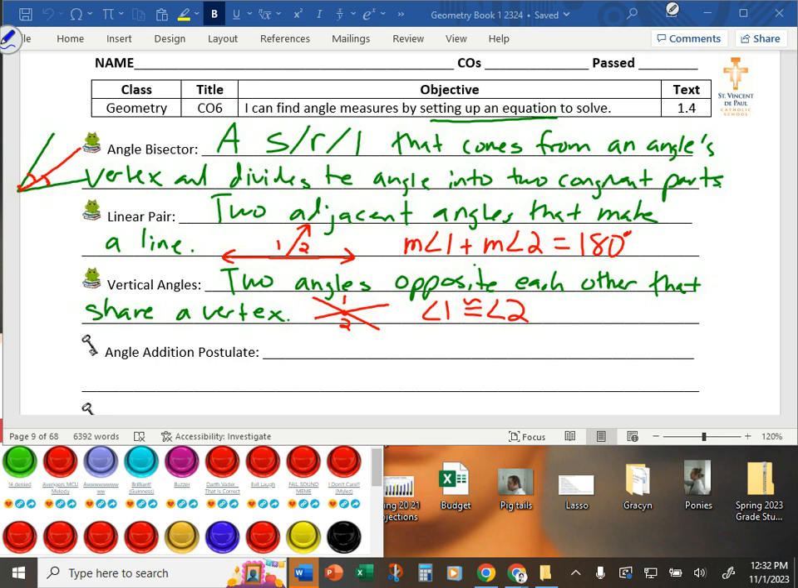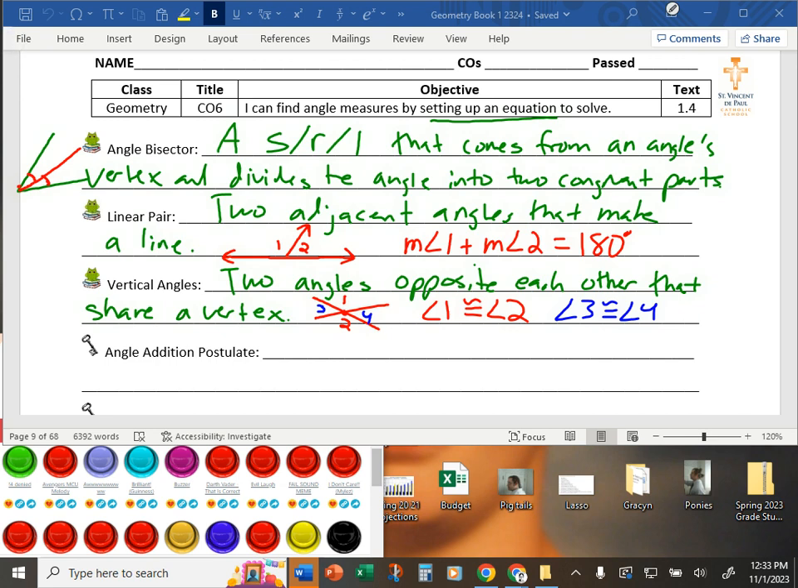Angles 3 and 4, if I were to label 3 and 4 here, are also vertical angles, and they're also congruent to each other. So vertical angles don't have to go vertically. The word vertical just means opposite here: any two angles opposite each other that share a vertex. So you have two pairs of congruent angles there, two pairs of vertical angles, 1 and 2, and 3 and 4.